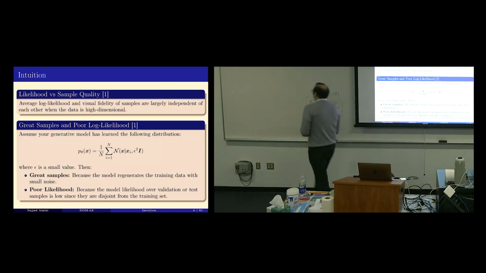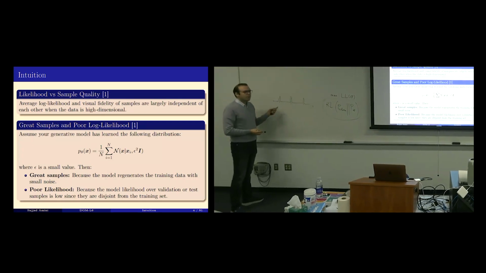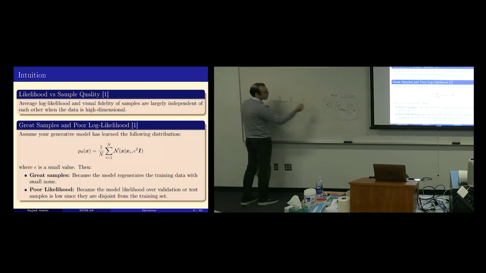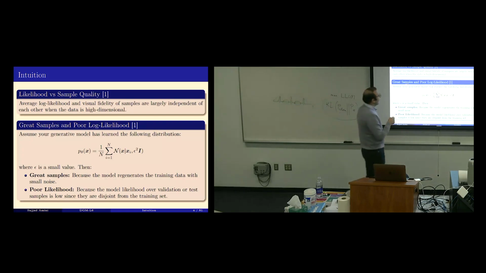So assume that this is your data. The training data are these three. The generative model is this. If you sample from this generative model, it gives you these points, and these are valid, high quality points. But the true data distribution, for example, was this. And even these points are high fidelity points, but your generative model does not capture them. So we easily see a model which has great samples but poor likelihood.